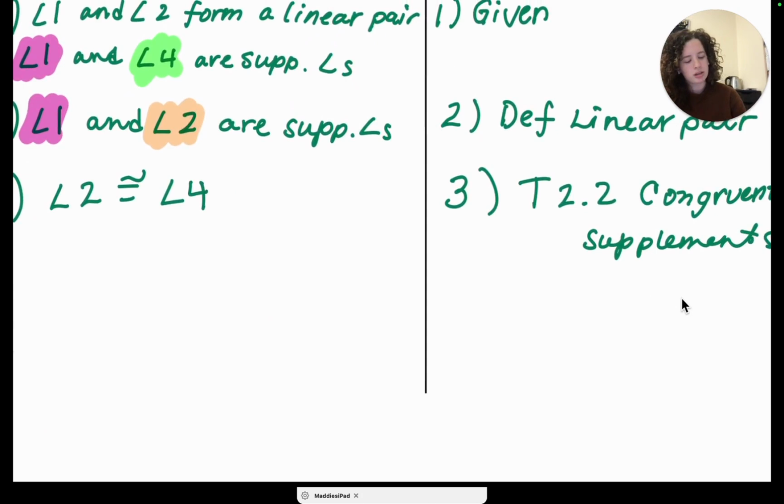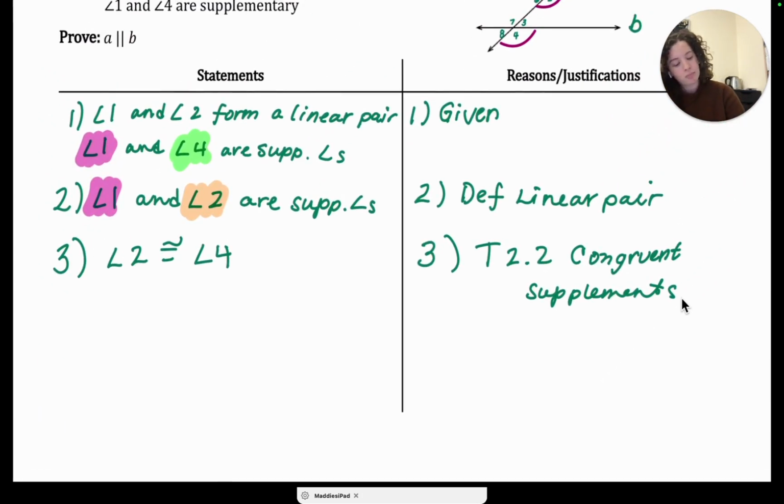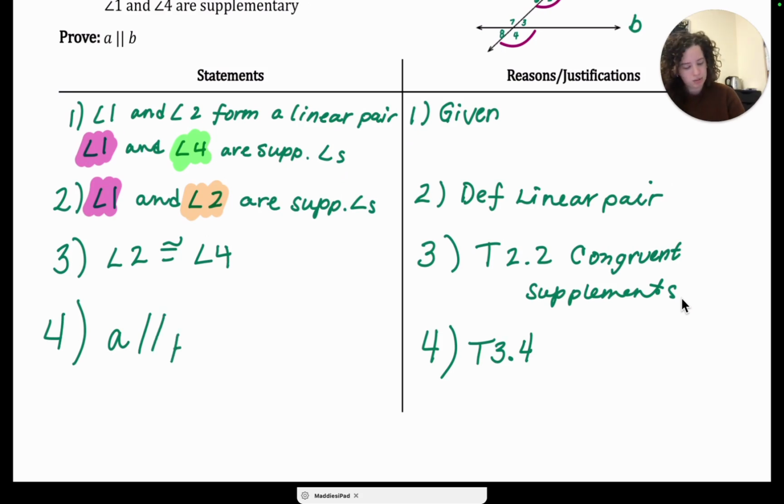We can just go in and we can say, hey, by the converse to the corresponding angles theorem, or theorem 3.4, the first theorem we talked about today, A is parallel, not to P, but to B. There we go. And that's in a little wonky of a spot. A is parallel to B. There we go. All right, so that is everything that is covered in this lesson.